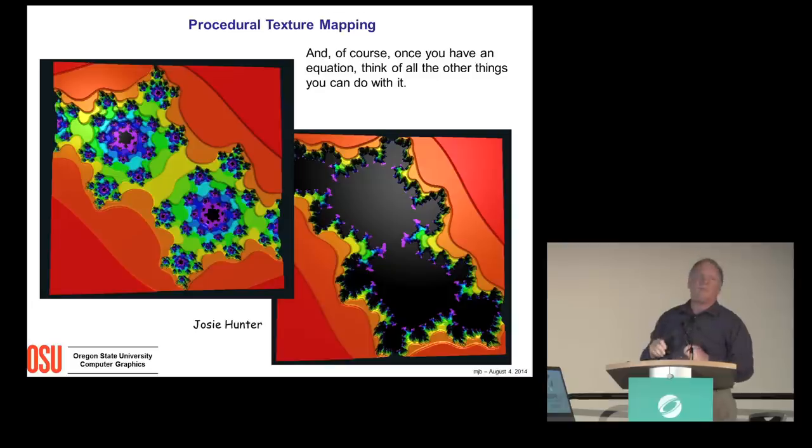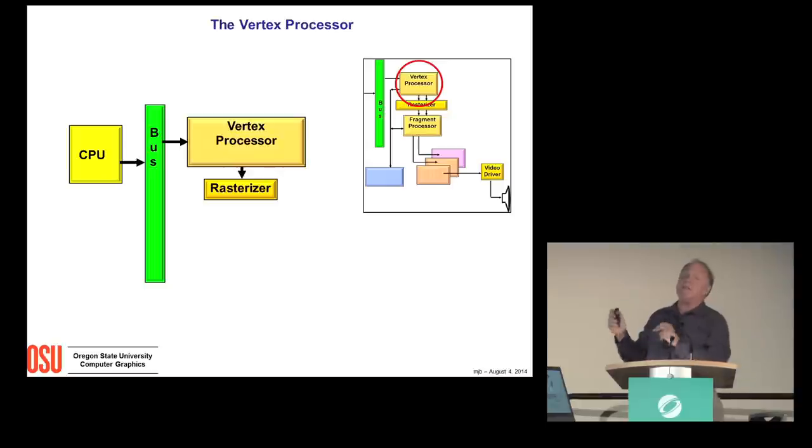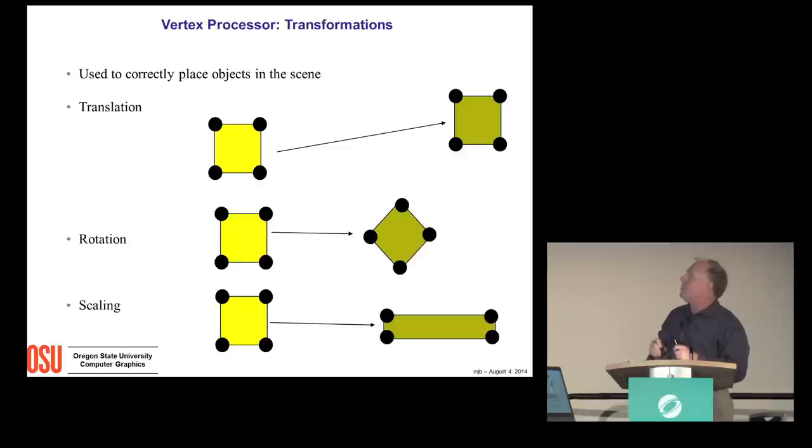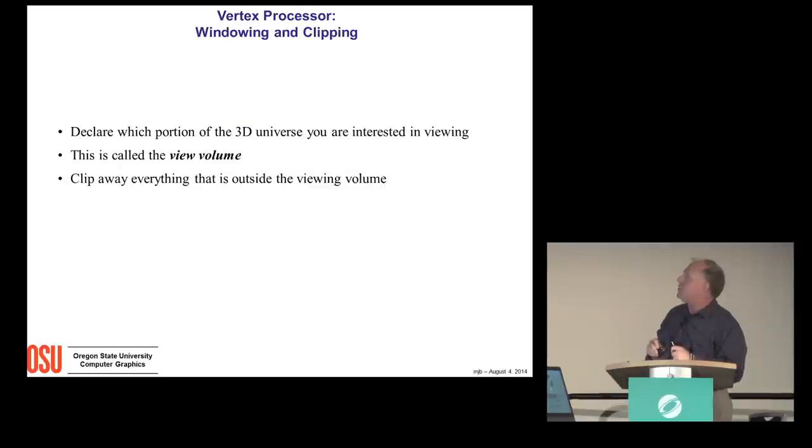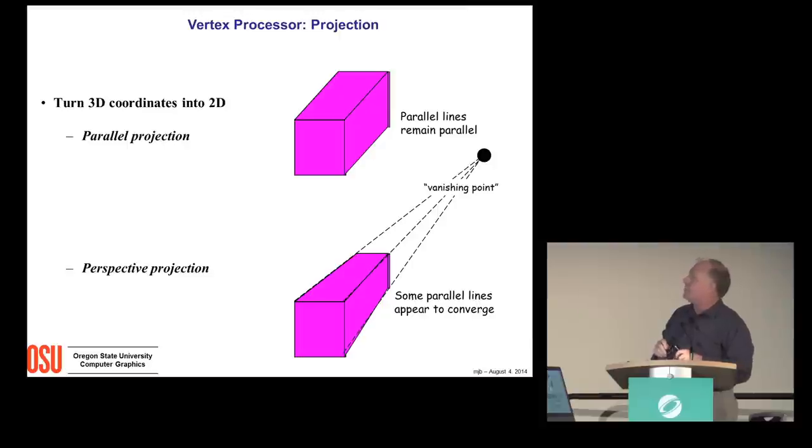And then upstream of that is the vertex processor. Objects come in as combinations of vertices, points. You want to transform them, you want to rotate them, you want to scale them, you want to move them around. That all happens up here in the vertex processor. And again, that's programmable, so you can do very interesting things. Oh, the projection is done there too. Do you want it to be orthographic, where all the lines remain parallel, or do you want them to have a vanishing point? That's called perspective.